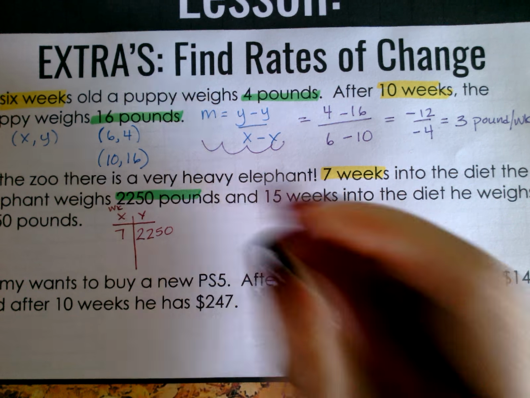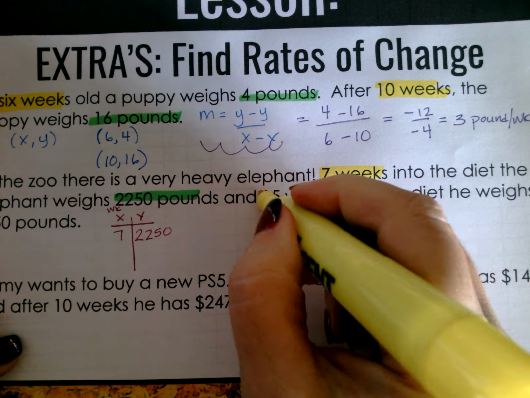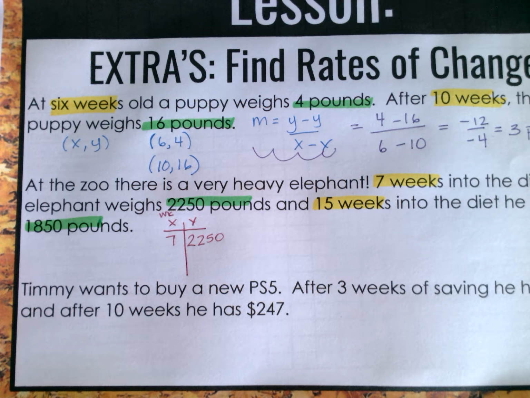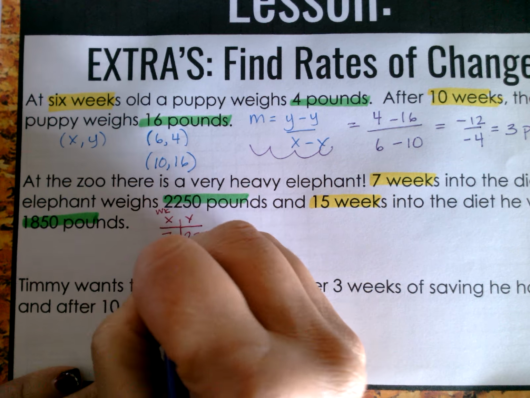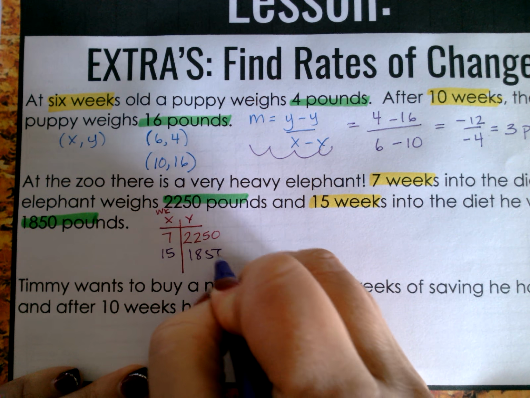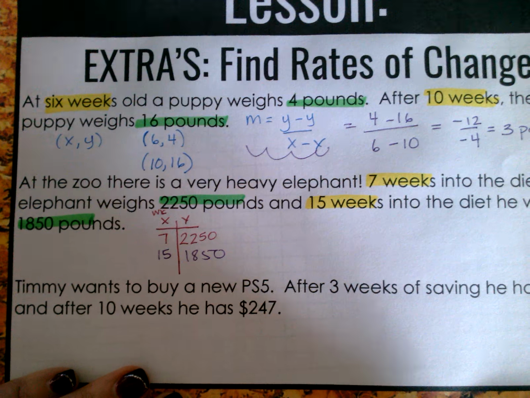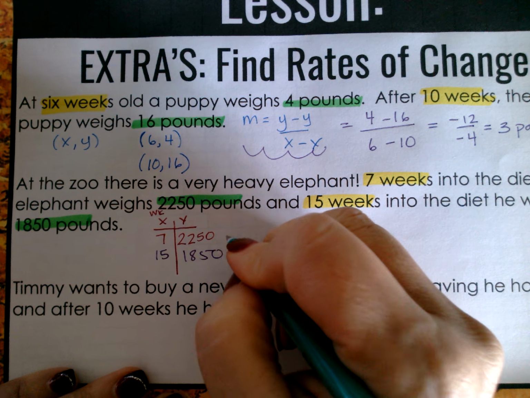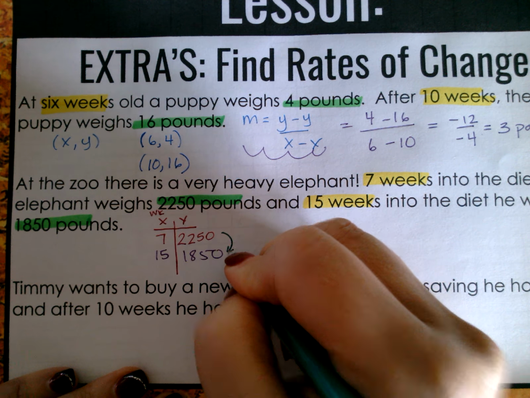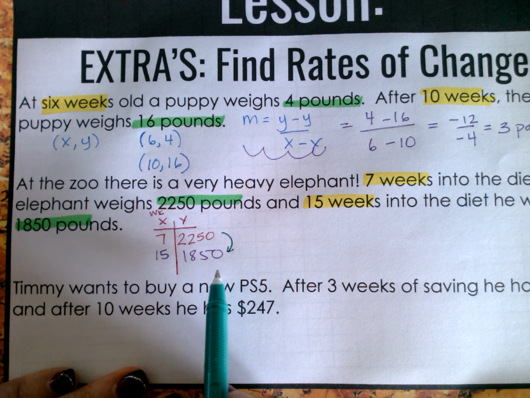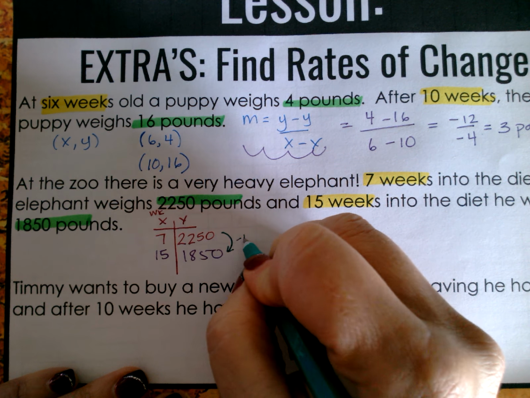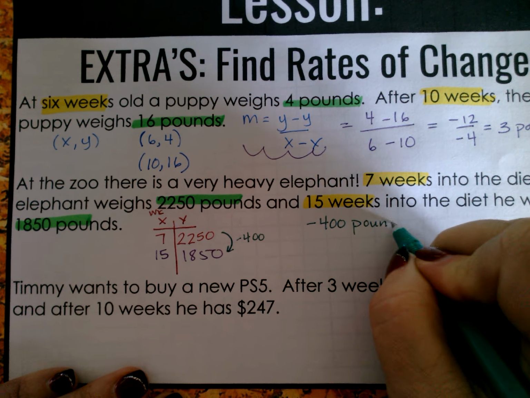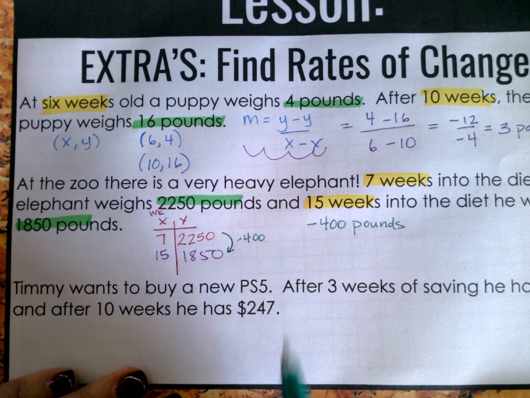It weighed 2,250. 15 weeks, all right, into the diet, he weighs 1,850 pounds. So, 15 weeks, we have a weight of 1,850. Again, referring to this, you may write that out. Sometimes what I do is I say, okay, the change in y. So to go from 2,250 to 1,850, I see that is a decrease of 400 pounds. The elephant lost 400 pounds.